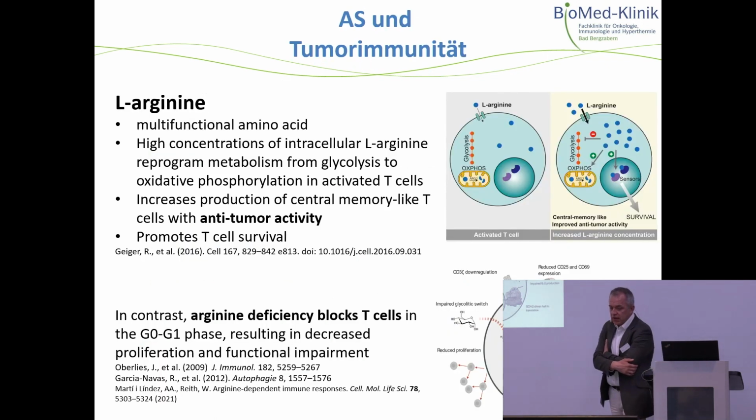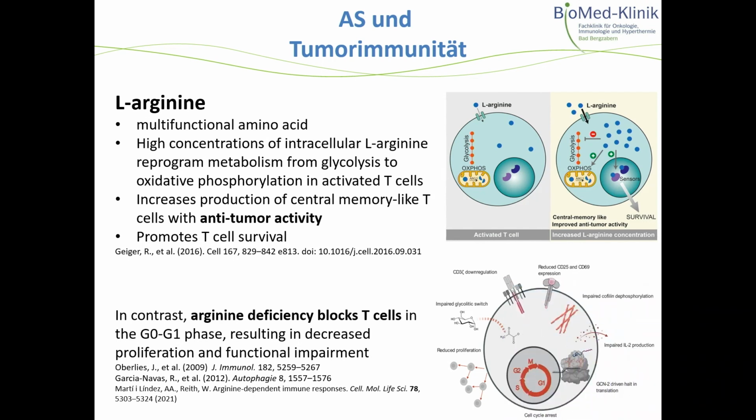Another very important thing is L-arginine. It's a multifunctional amino acid. High concentration of intracellular L-arginine reprograms metabolism from glycolysis to OXPHOS in activated T cells. So L-arginine is very important for our immune system because T cells need L-arginine to grow and to be activated. So what we think is L-arginine is a very important amino acid for our immune system. And in this case, we will say, okay, we have to give it.